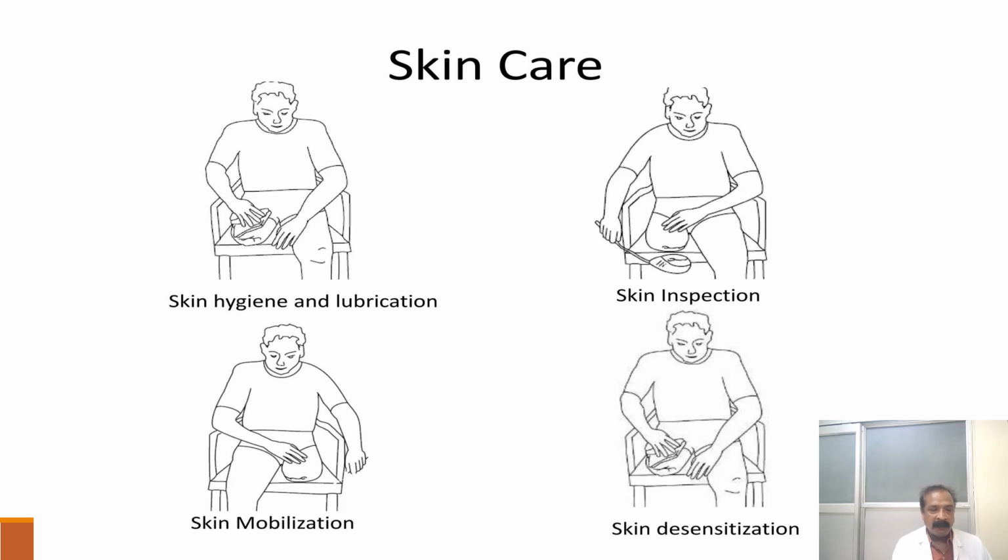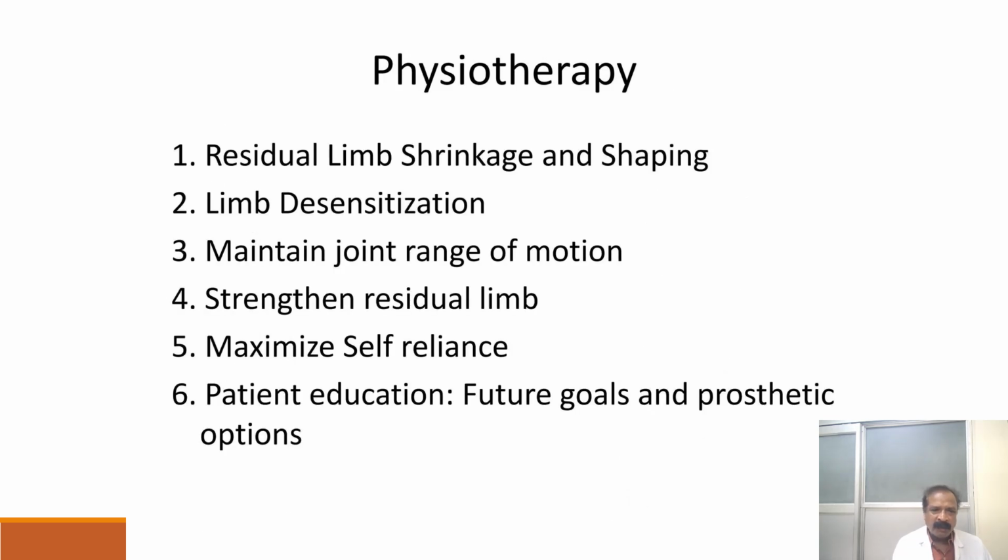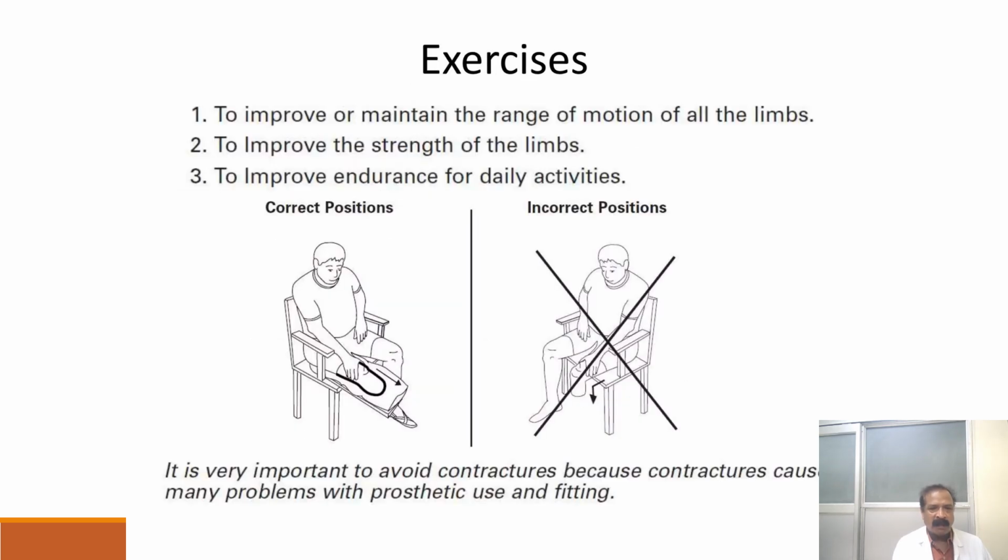Skin care: skin hygiene, lubrication, and skin inspection are important parts. Otherwise, there may be skin conditions like various types of dermatitis, maybe due to prosthesis fitting, or pre or post. Physiotherapy: residual limb shrinkage and shaping is highly essential. Limb desensitization, maintaining joint range of motion, strengthening the residual limb, maximizing self-reliance, and patient education on how to use a prosthesis, these are important.